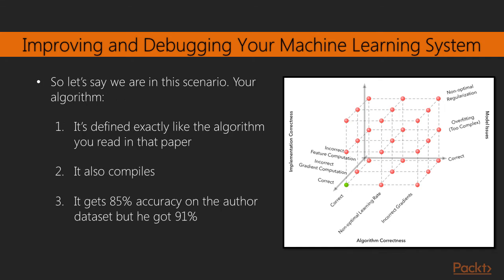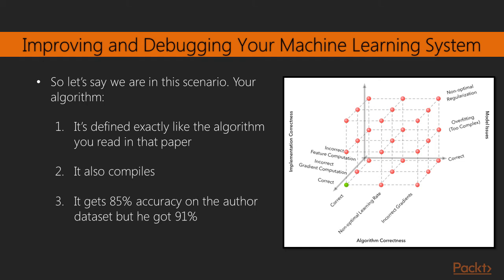So let's say, for example, we are in this scenario. Your algorithm is defined exactly like the algorithm you read in a particular paper, and it also compiles, and it gets 85% of accuracy on the original dataset. But the paper says it should be 91%. So it's not working, or your evaluation is wrong, or their evaluation is wrong.